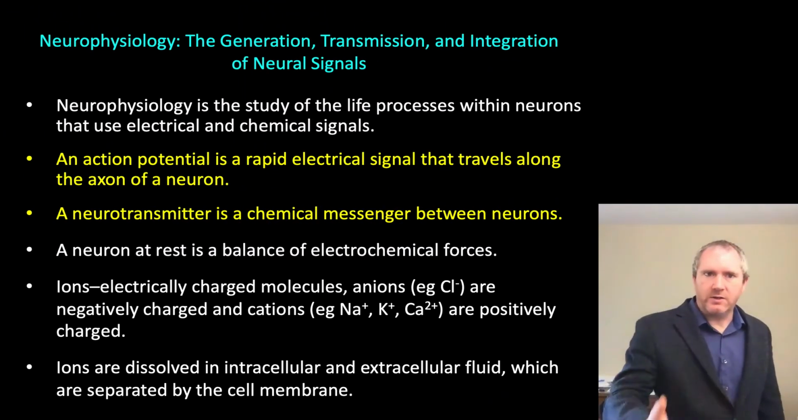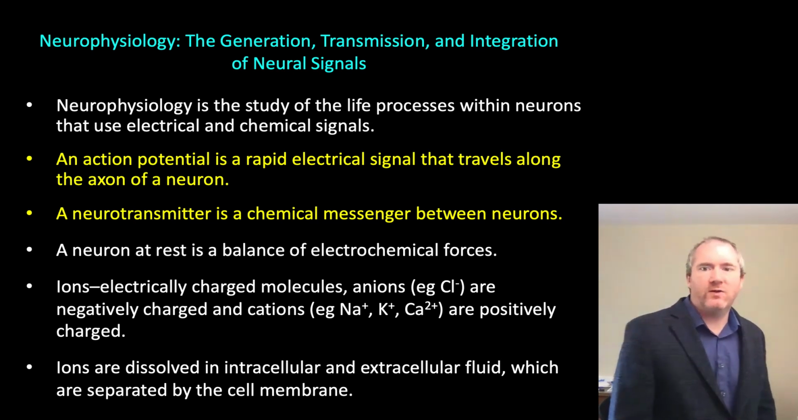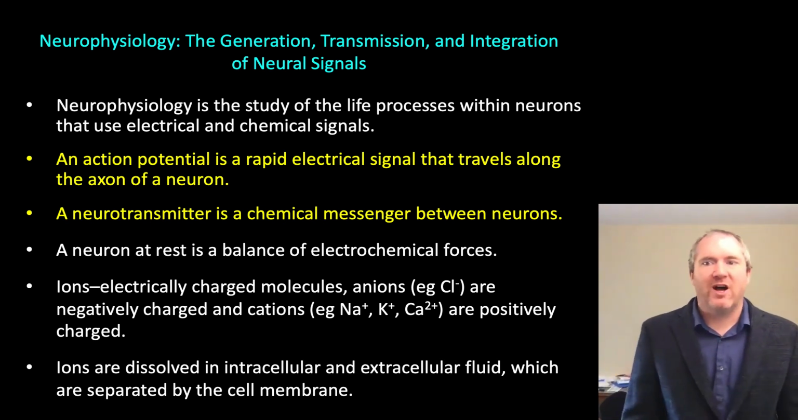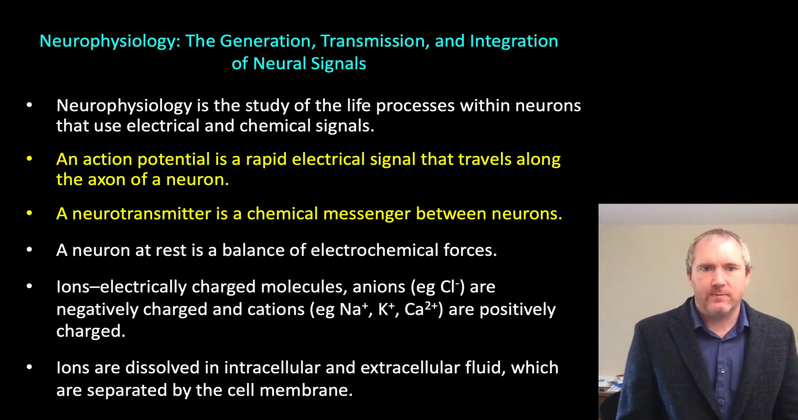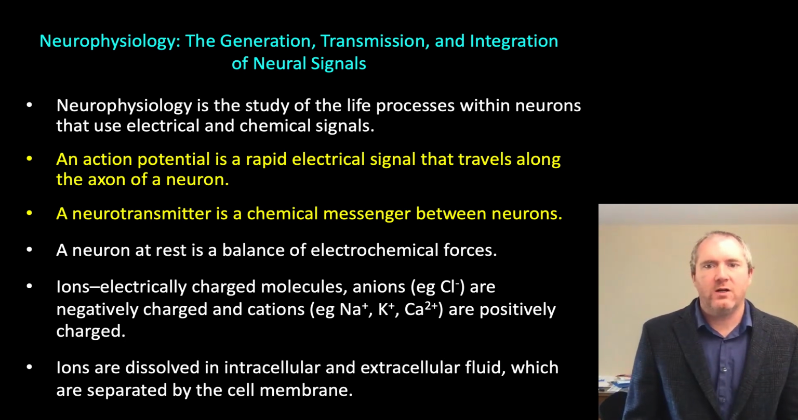Neurophysiology is the all-encompassing term here for what we're about to begin studying. This would be the generation, transmission, and integration of neural signals. By definition, neurophysiology is the study of the life processes within neurons that use electrical and chemical synapses. The primary driver here would be the action potential, which is a rapid electrical signal that travels along the axon of a neuron. A neurotransmitter would be the chemical message between neurons. And it's also important to note that there's a resting membrane potential that would be altered.